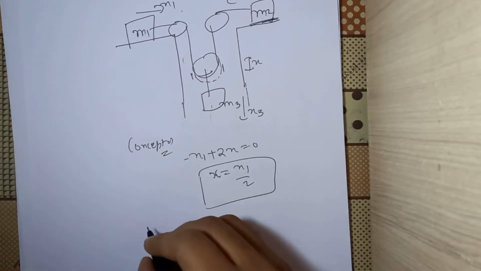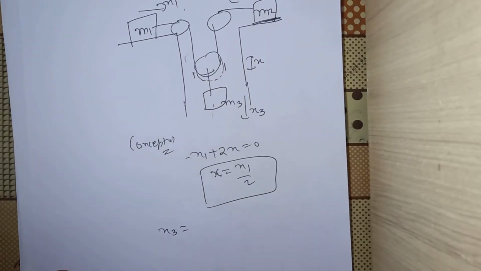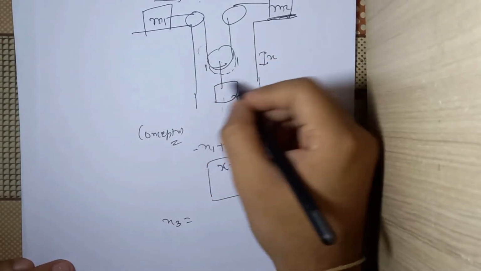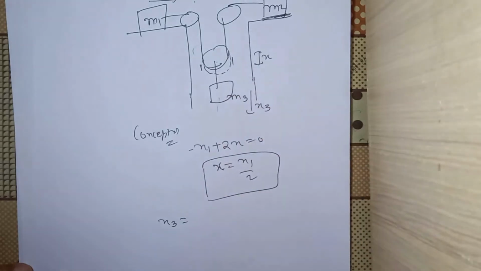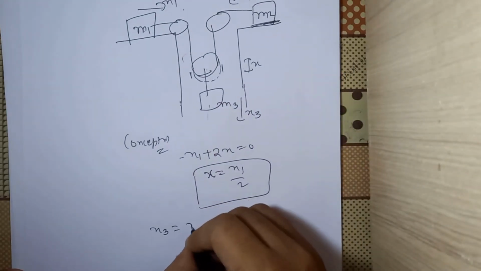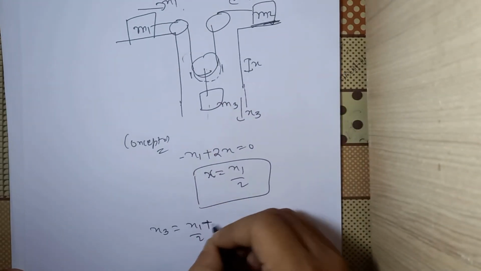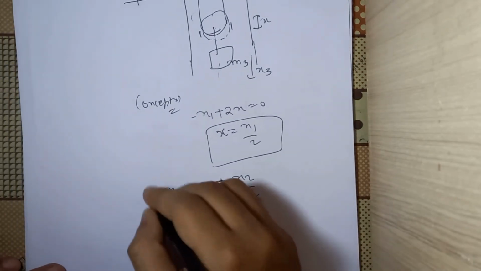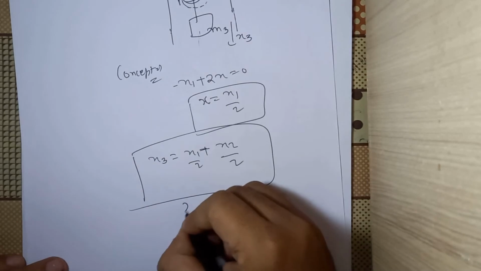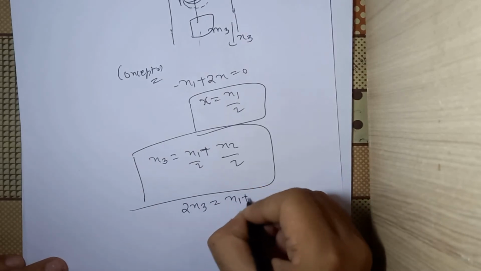So I can directly write that x3, which is the motion of the center of the pulley, or the mass m3 which is connected to it, is equal to x1 by 2 plus x2 by 2. So this is the relation that I am getting, or I can write it as 2x3 is equal to x1 plus x2.